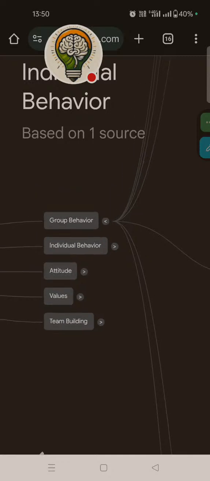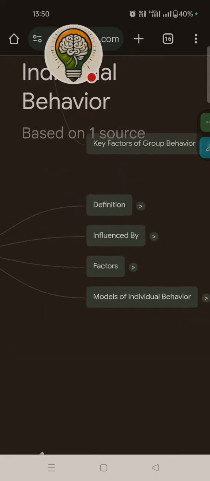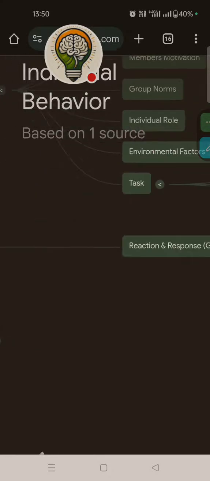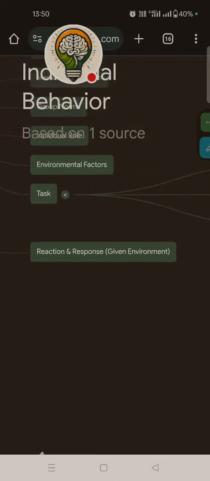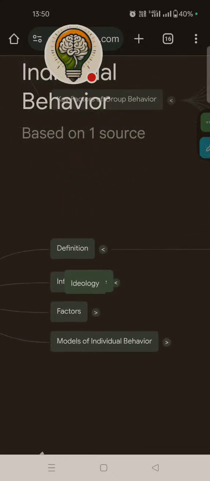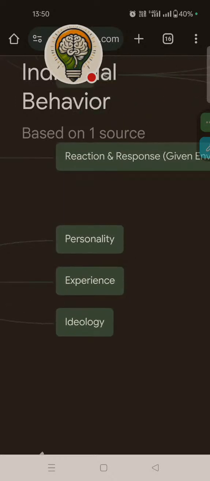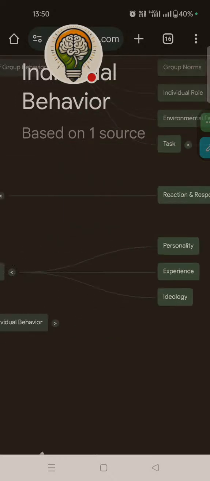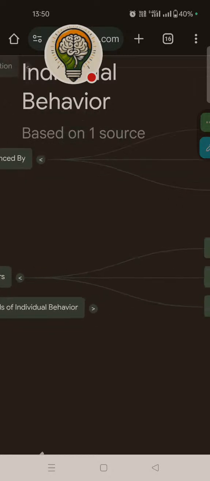Then comes individual behavior. Individual behavior is the reaction or response to a given environment. It is influenced by personality, experience, and ideology. Then the factors of the individual.